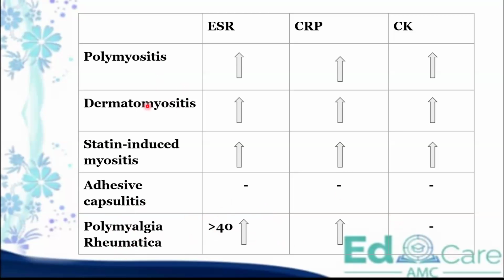So these are affecting the muscle, so muscle enzymes will be high. But this doesn't affect the muscle, so the muscle enzyme is normal, but the other two are elevated. And particularly in PMR, the ESR will be above 40, right? So that's one of the diagnostic criteria. So we'll follow it through with the guidelines, right?